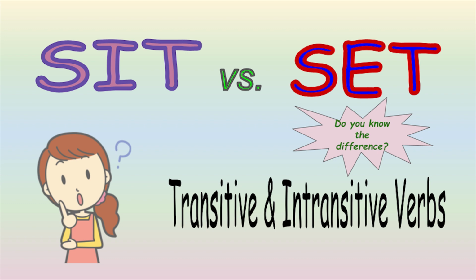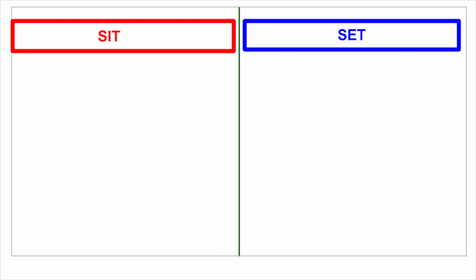In today's lesson, we will learn about another set of verbs that may confuse us sometimes. They are sit and set. Just like lie and lay, which I covered in my previous lesson, these two verbs are frequently confused in the English language. I will explain the difference between them.